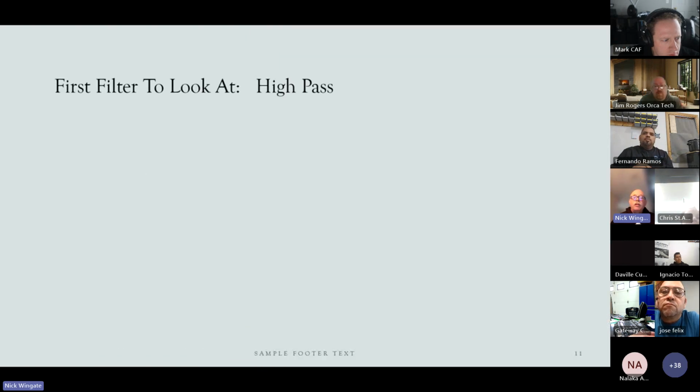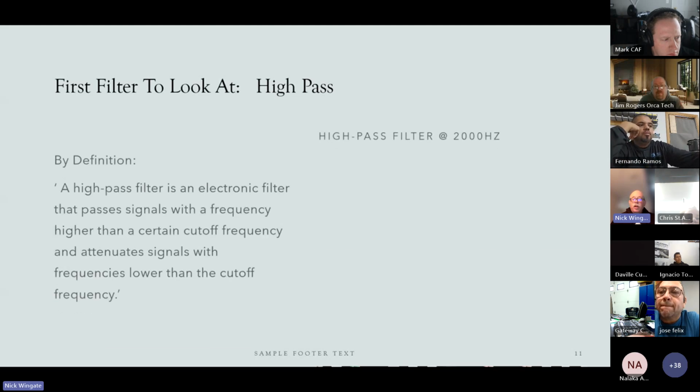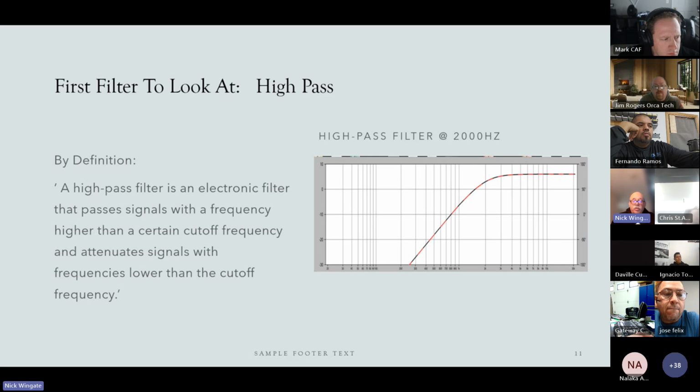So first one to take a look at is going to be a high pass filter. By definition, a high pass filter is an electronic filter that passes signals with a frequency higher than a certain cutoff frequency, and then it attenuates signals with frequencies lower than the cutoff frequency. Basically, what you're looking at right here is a 12 dB per octave slope high pass filter at 2000 hertz. And what it's doing is allowing frequencies above 2000 hertz to play out all the way to 20,000, whereas below 2000 hertz, it is attenuating the frequencies, or cutting those frequencies off. That's what a high pass is.